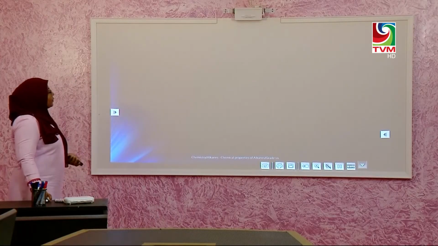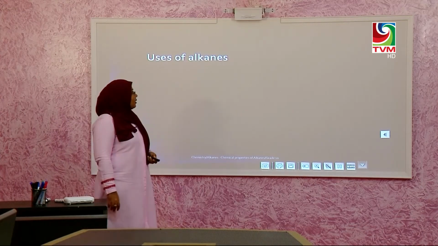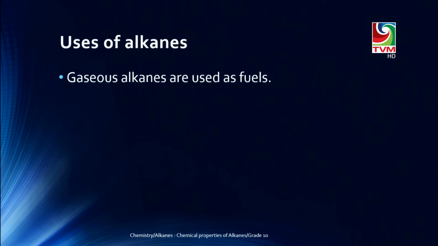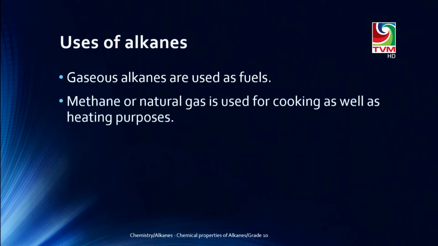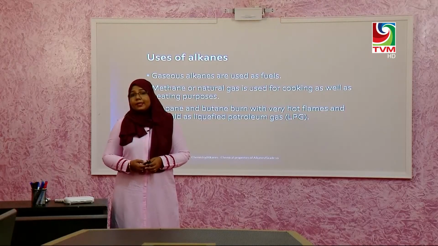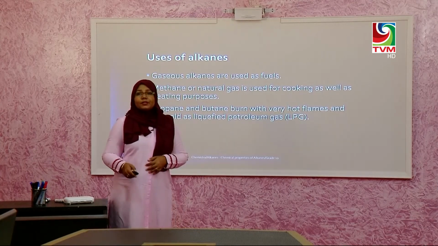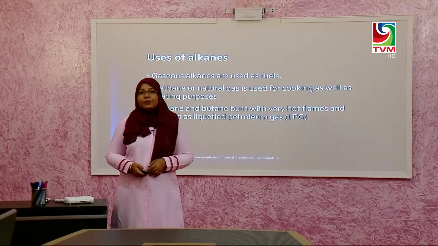All right, now we move to the last part of the alkanes, that is uses of alkanes. Alkanes are mainly used as fuels. Methane or natural gas is used for cooking as well as heating purposes. Propane and butane burn with very hot flames and are sold as liquefied petroleum gas. So, usually all the alkanes are used as fuels. Now, what are fuels? Fuels are substances which can easily burn, producing a lot of heat. So, alkanes are mainly used as different types of fuels.